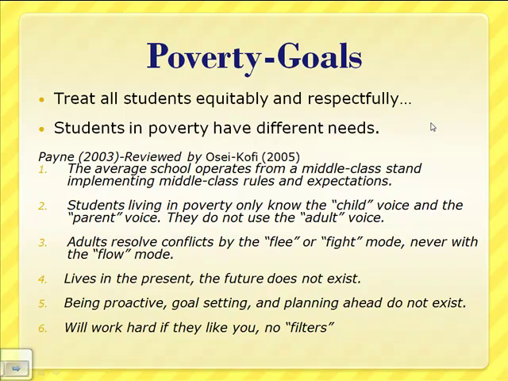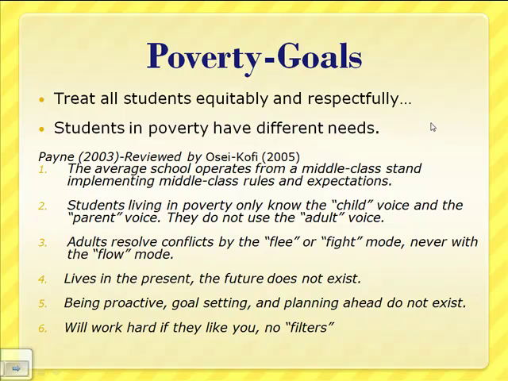And it's an interesting thing to think that students in poverty have different needs. Payne states, reviewed by Osif Kofi, the average school operates from a middle-class standpoint, implementing middle-class rules and expectations. So we're thinking right now that students in poverty have these different needs. And if we are simply speaking to our students in middle-class language, and we are showing pictures that relate more to middle class, and we are setting goals that relate to middle-class students, we are not effectively meeting the needs of the students in poverty.